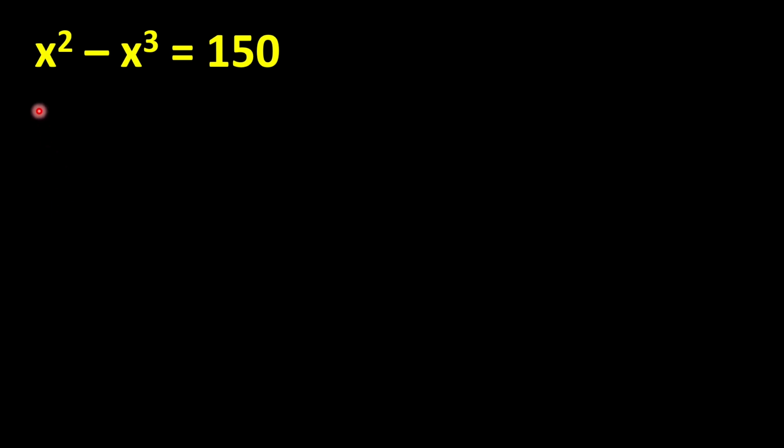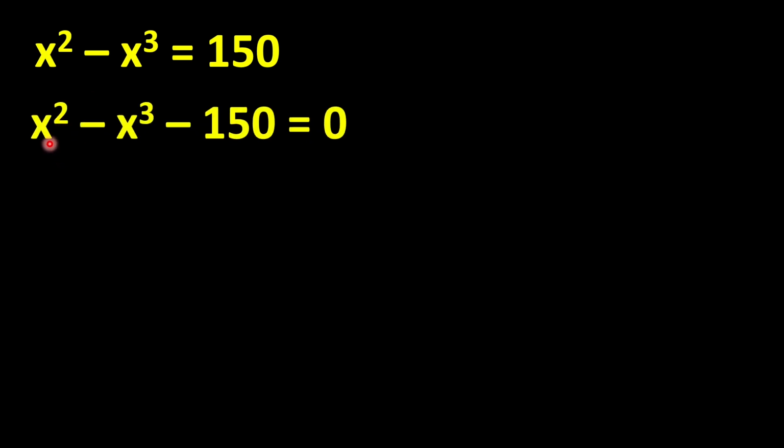Today we have this question: x square minus x cube equal to 150, and we have to solve this question for the value of x. So let's start the solution of this question. We can write this question as x square minus x cube minus 150 equal to 0. We send this 150 to the other side of the equation, so it will become minus 150.